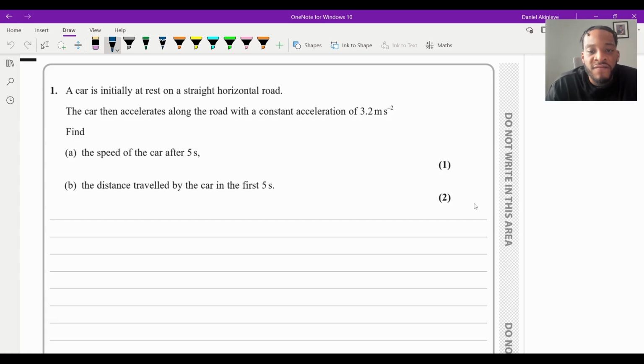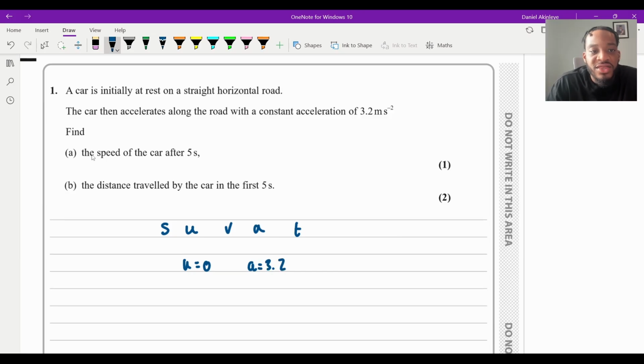Okay, this is just standard Suvat. So remember, first thing you're going to do is write out Suvat. So you're going to write S, U, V, A, and T. And then let's look at what we've got here. It says that the car is initially at rest. We know that means that U is equal to 0 here. It says that the car then accelerates along the road with a constant acceleration of 3.2. So I'm going to say A is equal to 3.2.